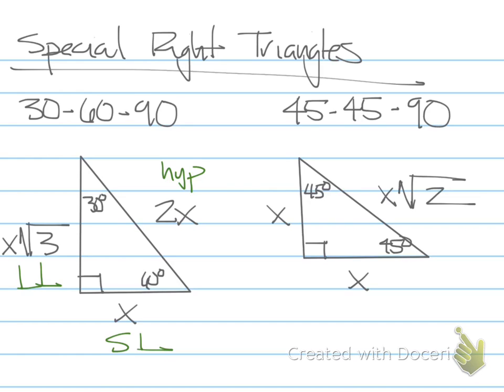If we use x to represent the length of the short leg, the long leg is always the length of the short leg, x, times the square root of 3. And the hypotenuse of a 30, 60, 90 triangle is always 2 times the length of the short leg.